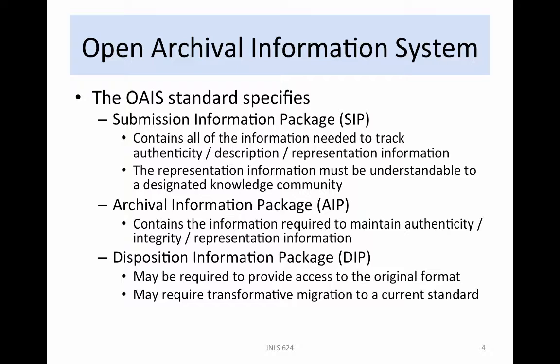A submission information package, or SIP, contains all of the information needed to track authenticity, description, and representation information. An archival information package, or AIP, is the structure that contains the information from the SIP plus the administrative information generated by the archive. The administrative information may contain location of replicas, logs of integrity checks, and access event logs. A disposition information package, or DIP, provides access to the original information in the submission agreement.